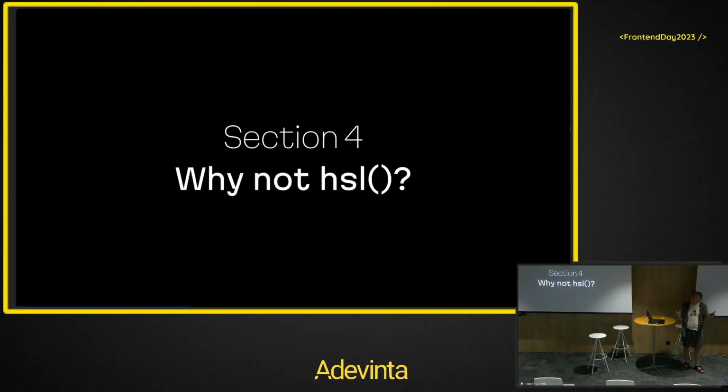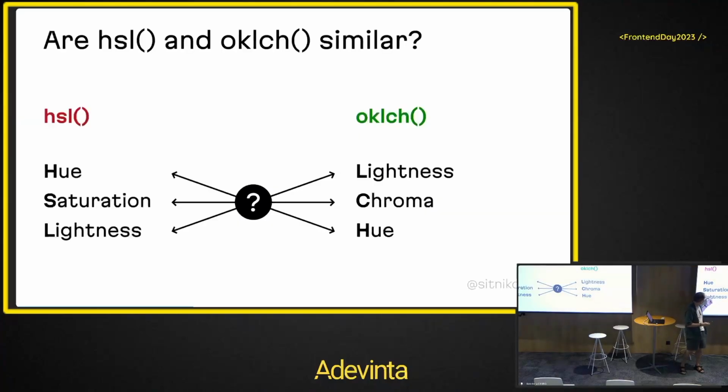Okay, but OKLCH is very similar to HSL. Why should we not use that one? HSL has pretty much the same thing: hue and hue there, saturation and chroma there, lightness and lightness there. Maybe the order is different, but is everything the same?